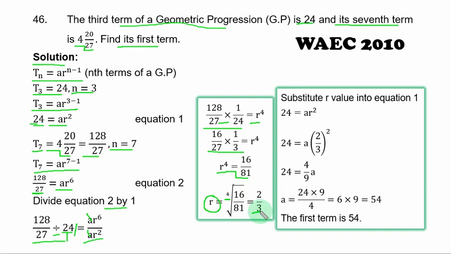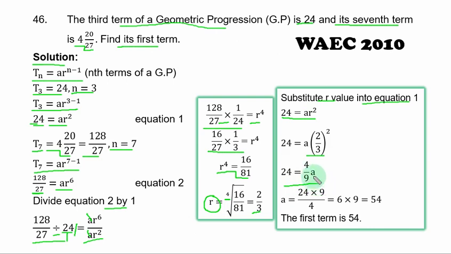To get the first term that is required, you need to substitute the r value into any of the equations. I'm using equation 1. This is equation 1. You replace r with 2 over 3 to the power of 2 because r has power of 2 in equation 1. When you simplify, you have these results.